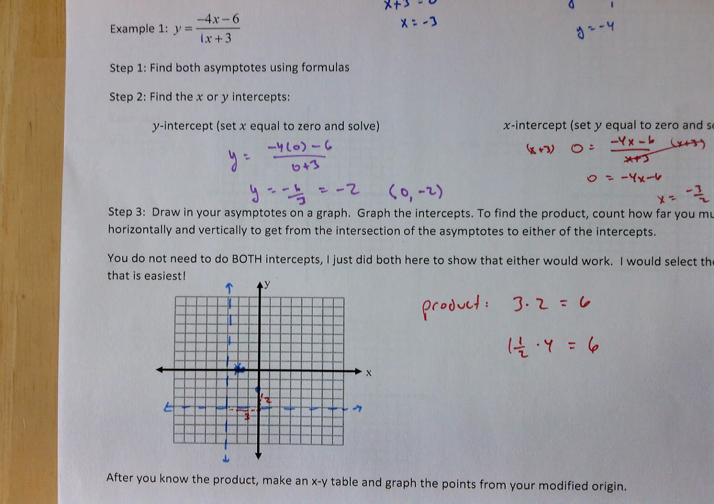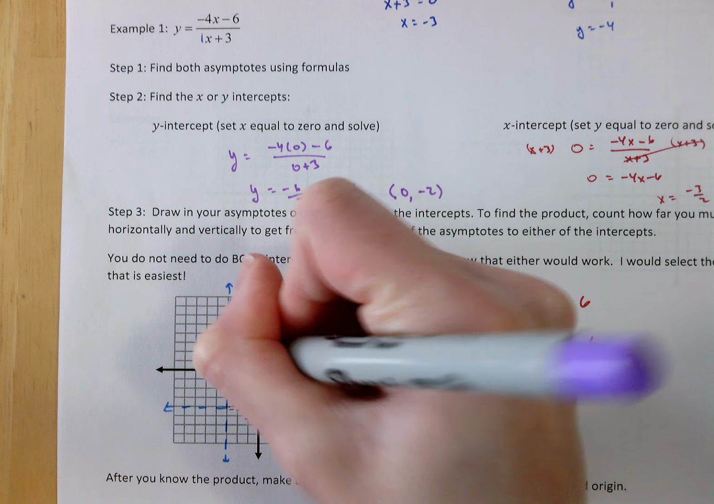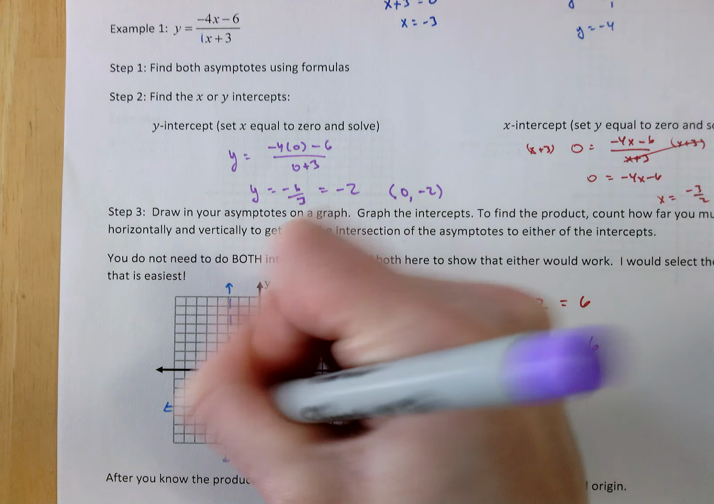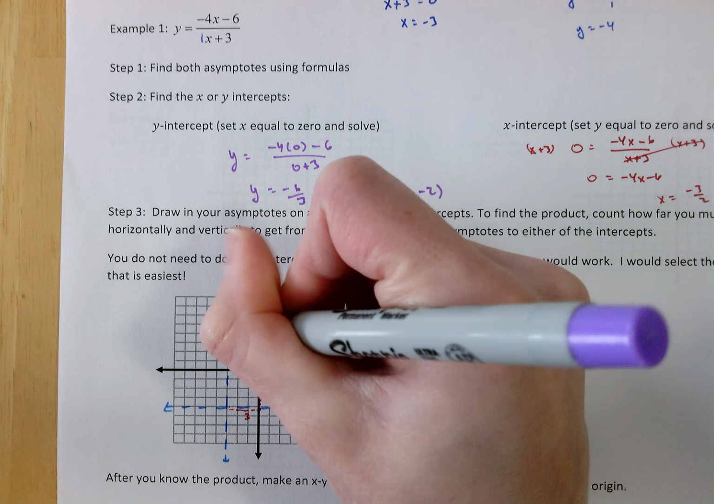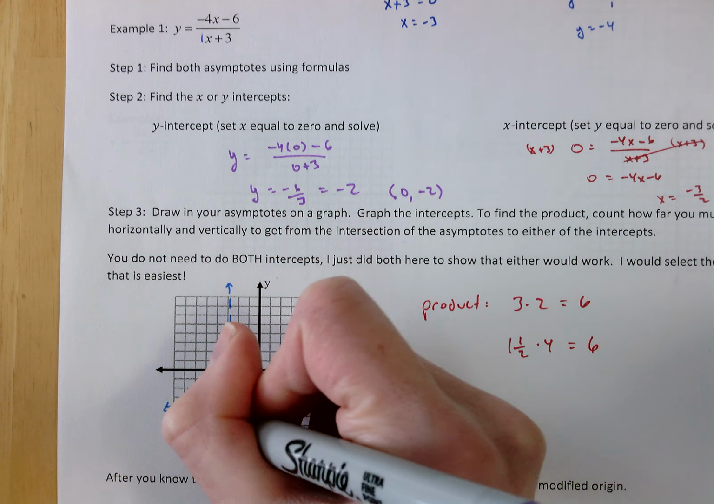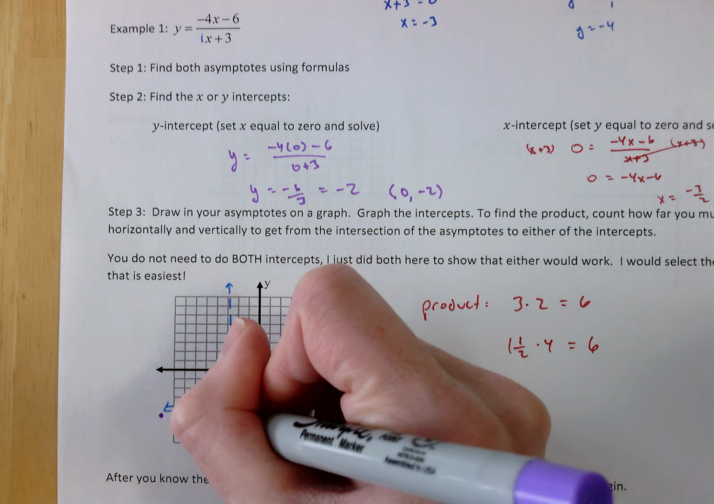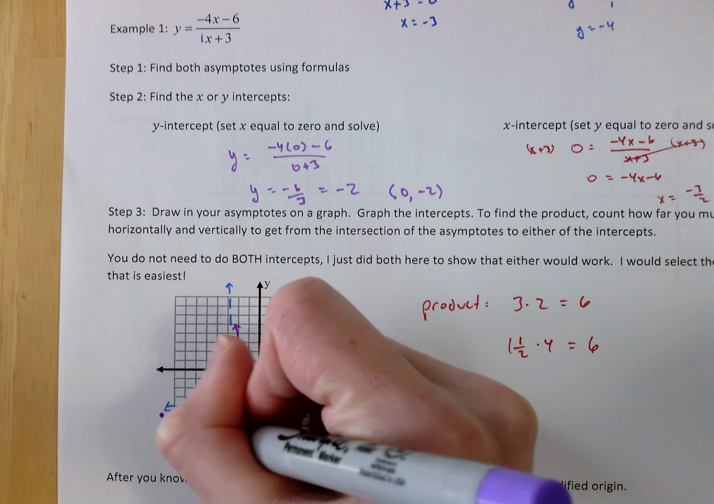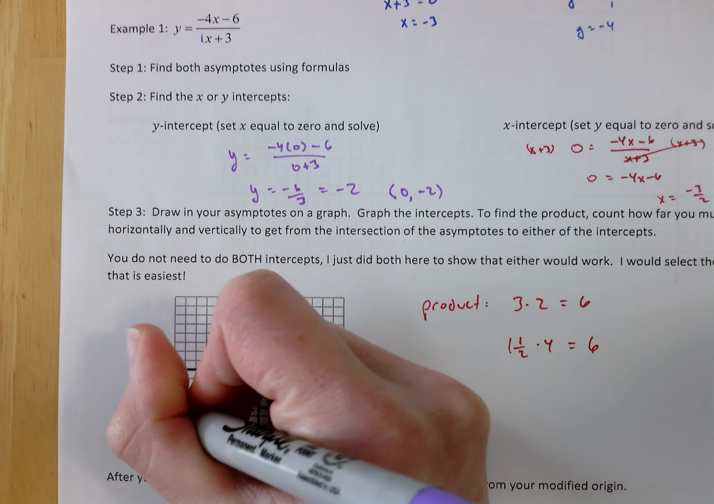And then once you have that, we have enough information to graph the rest of this. Now I know my product, so I can say over 1 and up 6, over 2 and up 3, over 3 and up 2, already there, and then over 6 and up 1. And then similarly over here, over 6, down 1, over 3, down 2, over 2, down 3, and then over 1, down 6. And there's my graph.